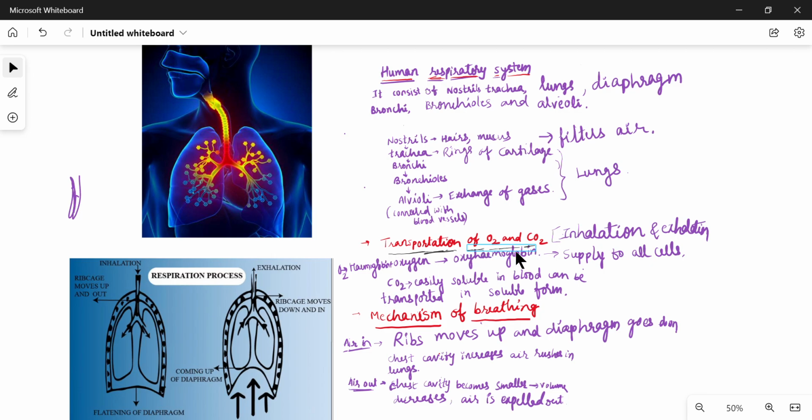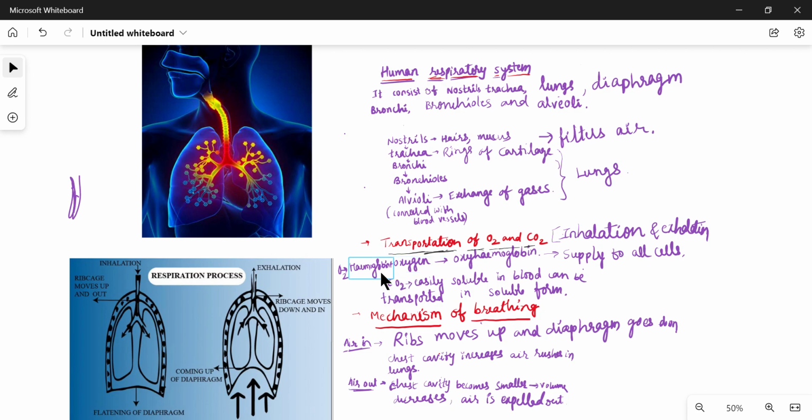Now, how does the transportation of oxygen take place to each and every cell of our body? Transportation of oxygen and carbon dioxide. So let us learn about how oxygen will reach inside our body. The oxygen will be combined with the respiratory pigment known as hemoglobin. Hemoglobin is a respiratory pigment which has high affinity towards oxygen.